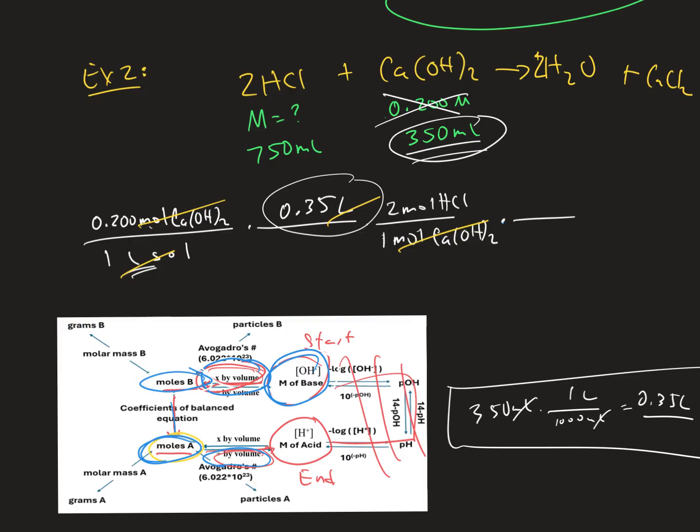So I can do the same thing. Let's change that milliliters to what? Why do I need to? Because I'm looking for molarity, which is moles over liter. I have to have liters. So I can come over here, 750 milliliters, do the exact same thing, and I get 0.75 liters.